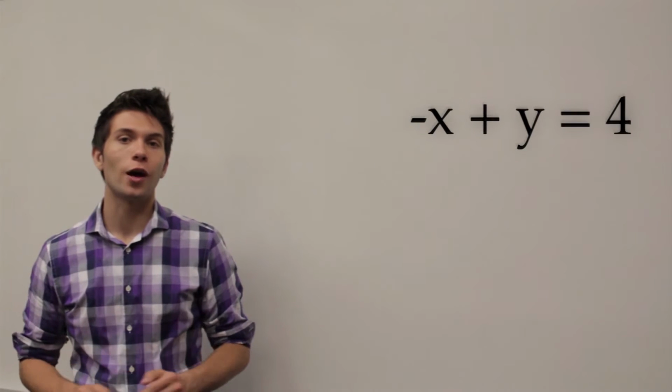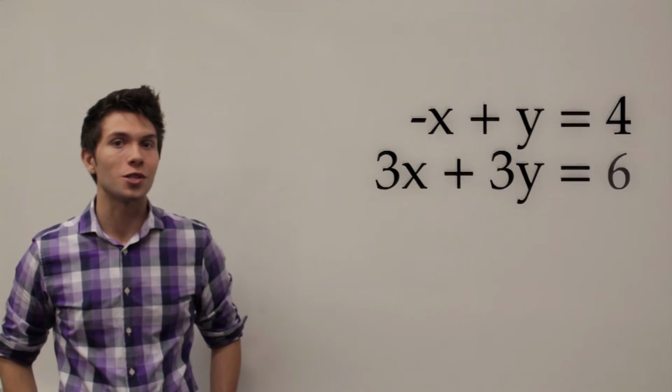A system of equations is a group of two or more equations. For simplicity, we are going to be looking at systems composed of two linear equations. Let's begin with the system negative x plus y equals 4 and 3x plus 3y equals 6.